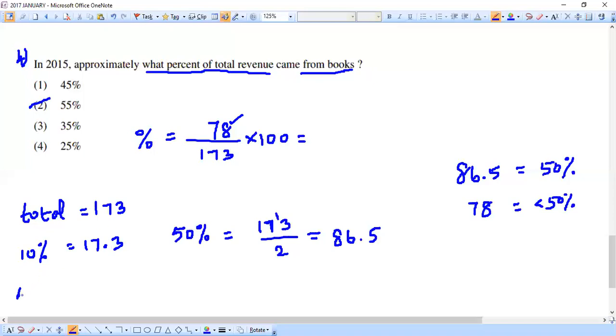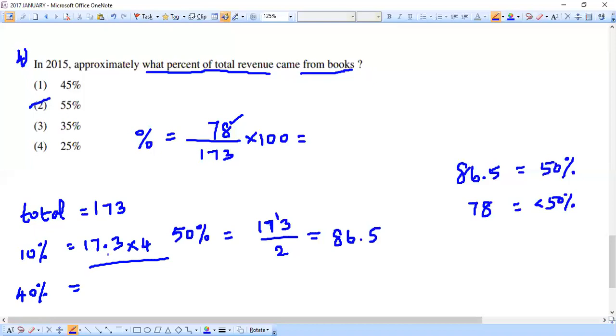Now let's do a thing. We'll try to calculate 40%. Fine. For which what can we do? We can just multiply this number by 4, because I know 10% is 17.3 and I want 40%. Is it or not? Let's do a thing. We'll just multiply this by 4. Why? Because 4 times 10 is giving us 40. So let's do the same thing here also.